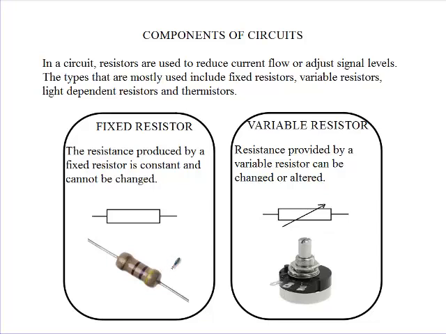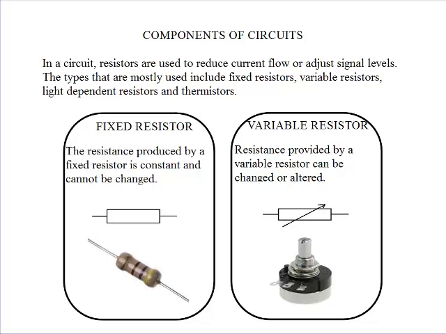Now, a variable resistor is one whose resistance can be altered or changed. A variable resistor provides a resistance that can be altered or changed. Now, these are usually found on the volume signals of devices. Now, if you want to increase the volume of your radio set, you turn a knob or you turn something that is going to help you increase it. At other times too, we can turn a resistor to dim a light, or we turn it to increase the brightness. Now, all these are variable resistors.